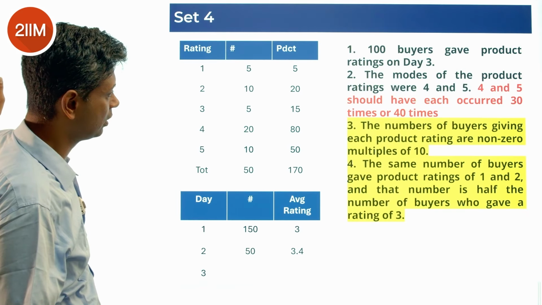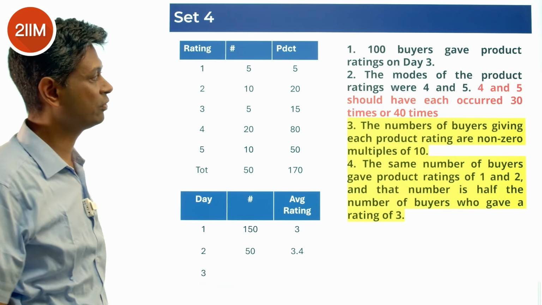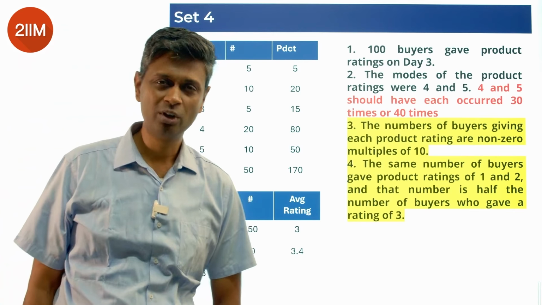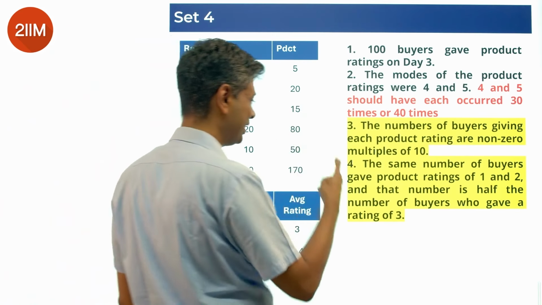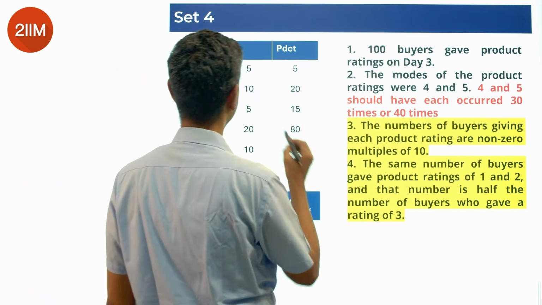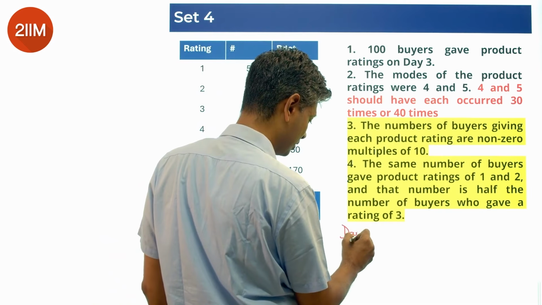Modes were this. We did this. 4 and 5 should have each occurred 30 times or 40 times. Could not be 40. Has to be only 30. So day 3, we have to put day 3 details.